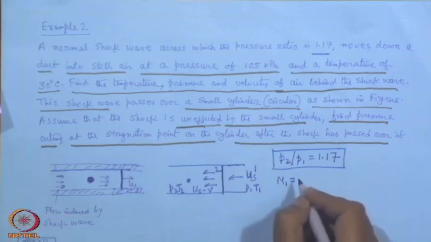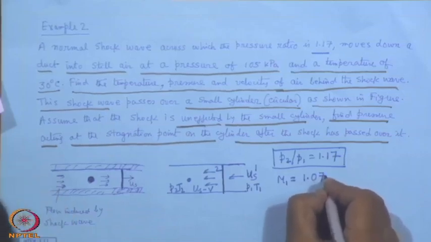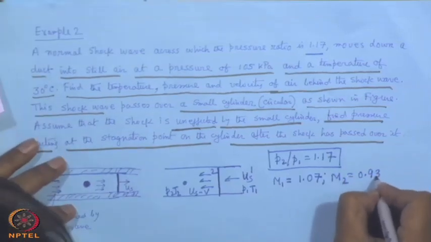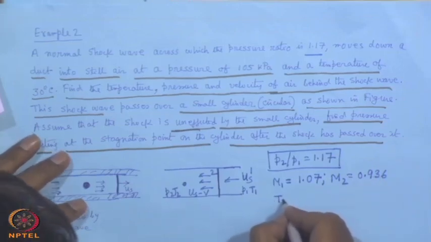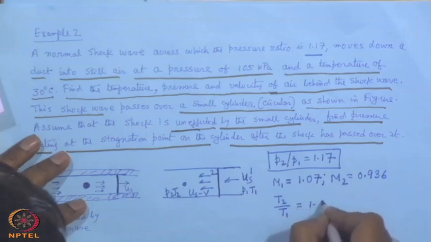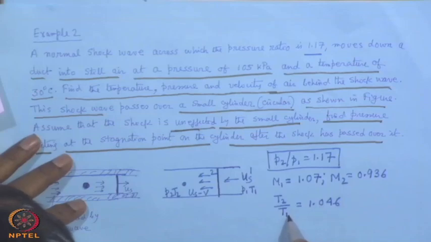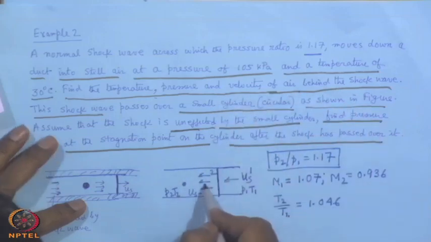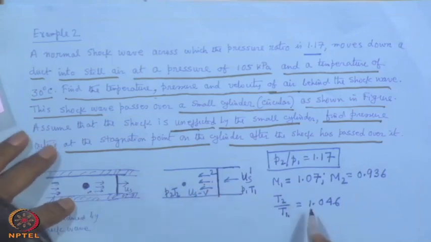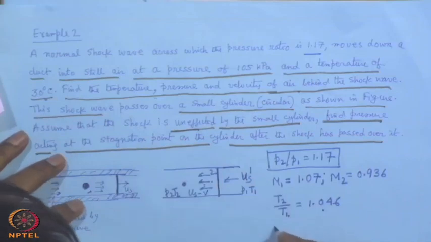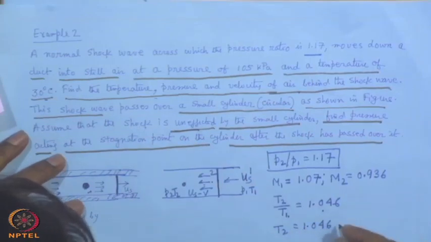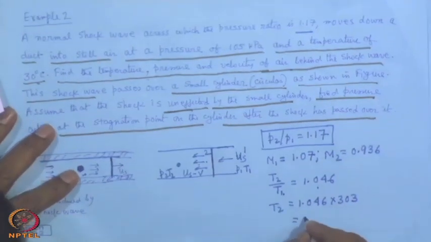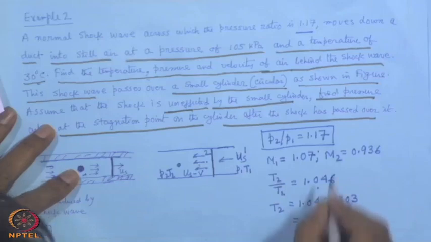Against this pressure ratio, M1 as found from the shock table is 1.07, M2 is 0.936, okay, and T2 by T1 is 1.046. Since T2 by T1 is known, I can immediately calculate the temperature behind the shock. T1 is 30 degrees, so T2 is 1.046 into (273 plus 30), that means 303. This equals 316.9 K.